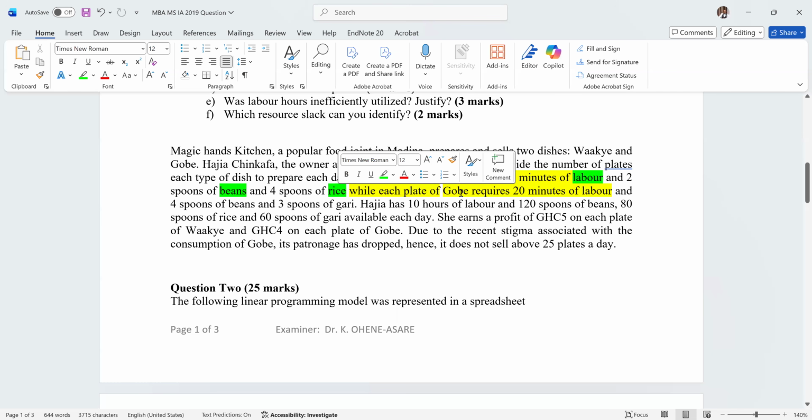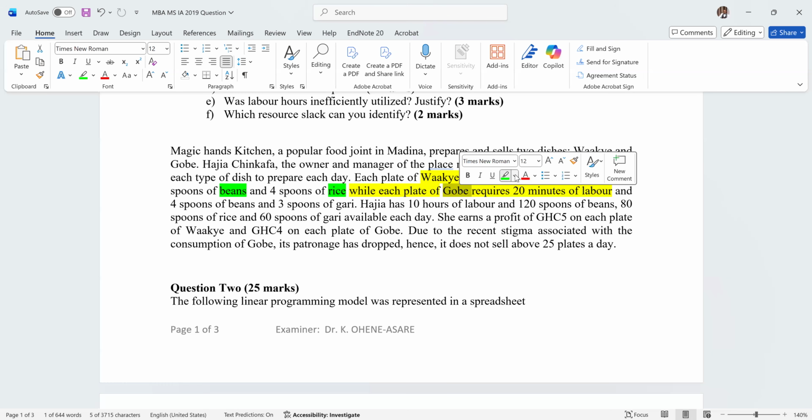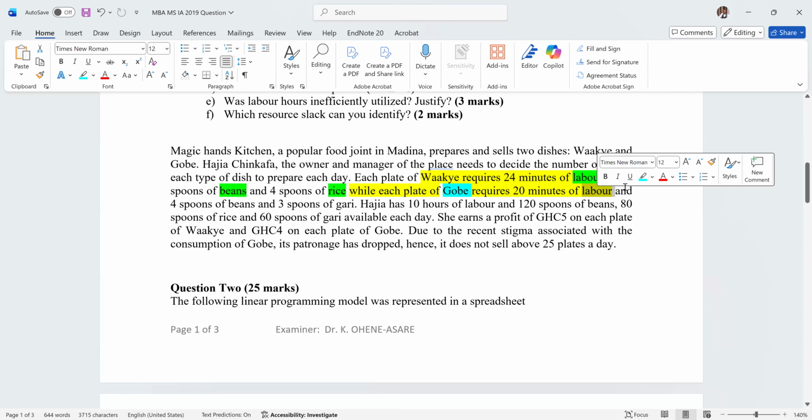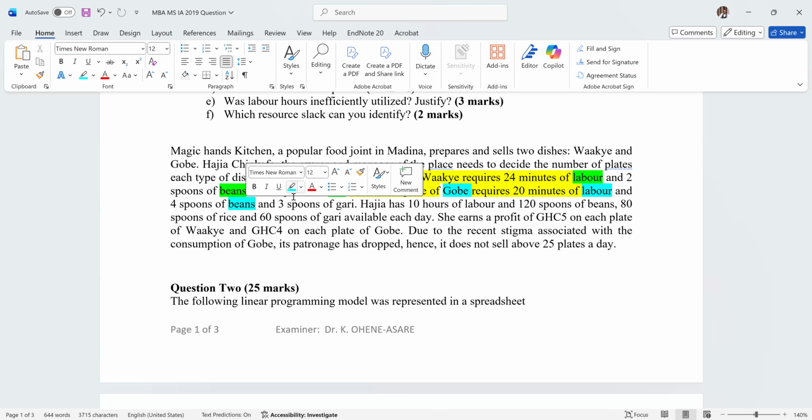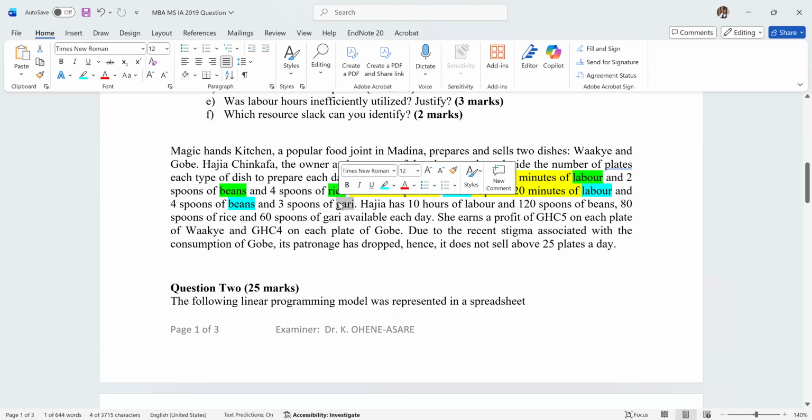But when it came to Gobe, which is this one here, for Gobe, labor was mentioned, all right. Beans was also mentioned, just as beans was mentioned for Wache. But it wasn't rice that was mentioned, it was Gary. Okay. So even though in your Wache you might put Gary in it, for this one, Gary was for only Gobe. And Gobe is X2. That's why we say that it's supposed to be boiled. Thank you, Doc.